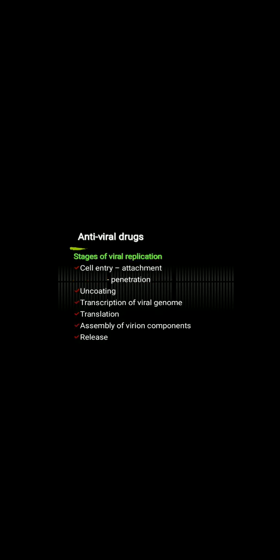Then we come to the stages of viral replication. What are the stages of viral replication? How does it increase in magnitude? First is cell entry, attachment and penetration, then uncoating, then transcription of the viral genome, then translation, then assembly of viral components, then release. So these steps are being blocked by our classical antiviral drugs. So this is very important in virus therapy.